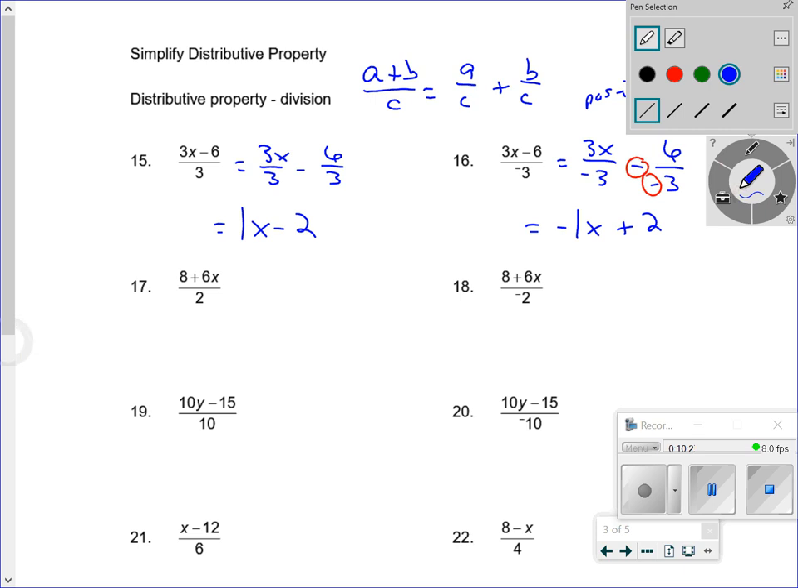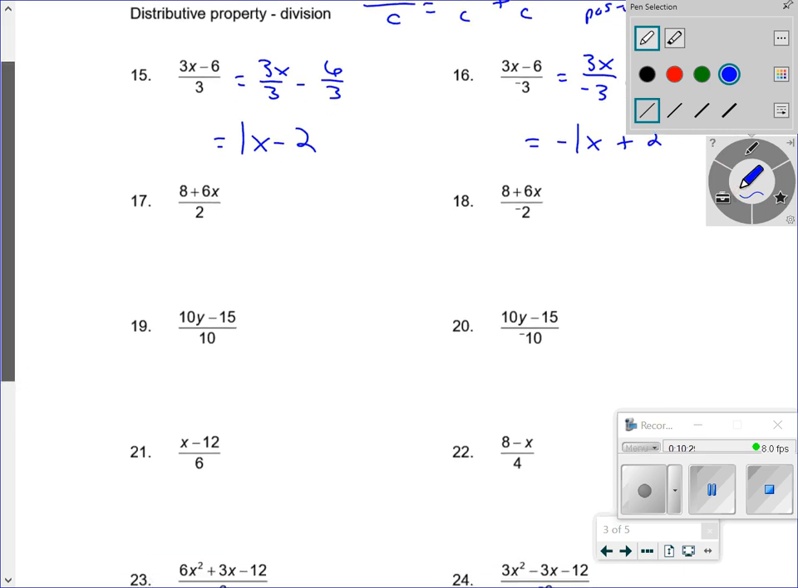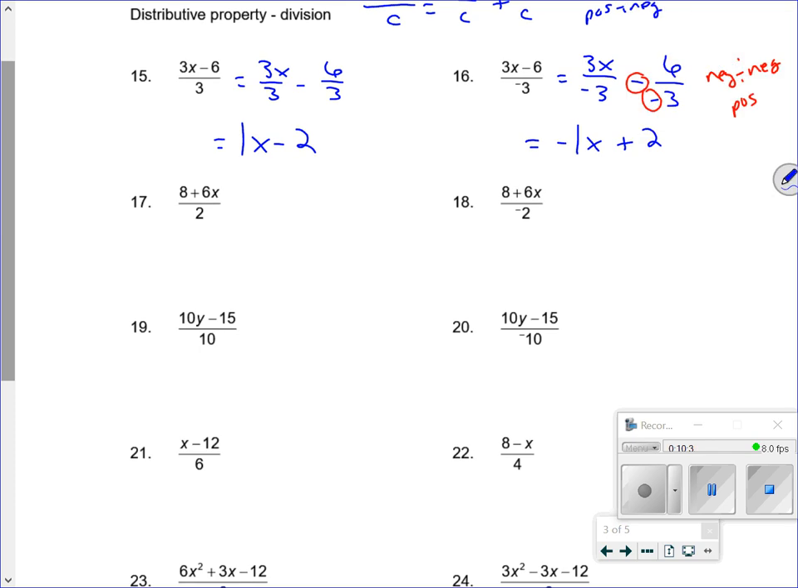So all the rest of these are just further examples of this distributive property for division. We'll do this one underneath. 8 divided by 2 plus 6x divided by 2. 8 divided by 2 is 4. And 6x divided by 2, 6 divided by 2 is 3. And don't forget the x.